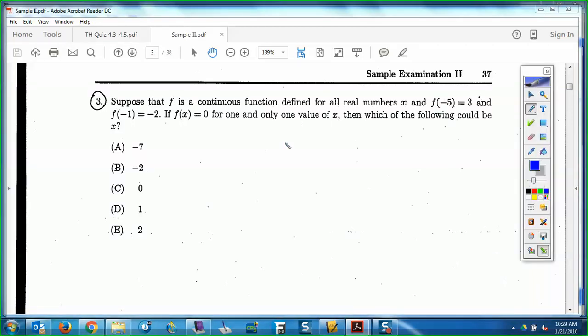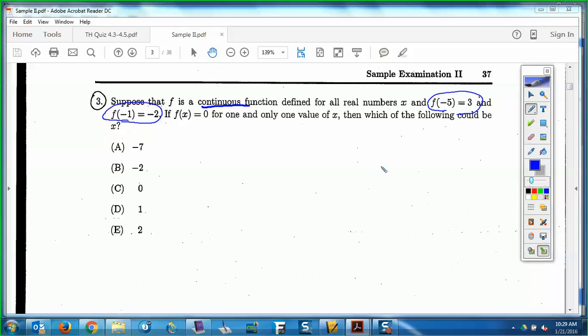This is a theorem we're going to learn today. Suppose that f is continuous, defined for all real numbers. That's going to be a big deal for us. Continuous, of course, means there's no breaks or no gaps or nothing like that. f of -5 is 3, and f of -1 is -2. Now, what have I told you in the past? If you're given information like this, what does that mean? What did they just give you there? Couple of points. What would be a good idea?